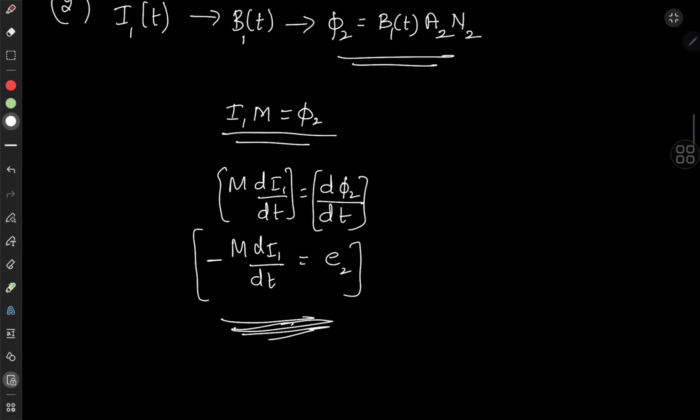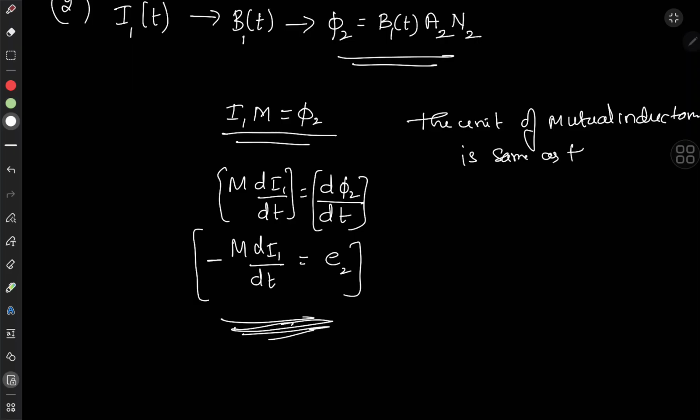Okay, here M is the mutual inductance. The unit of mutual inductance is the same as the self inductance unit.